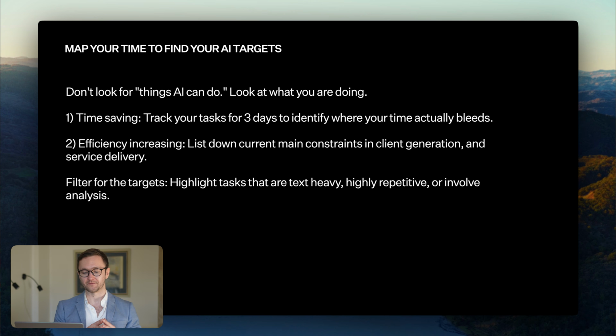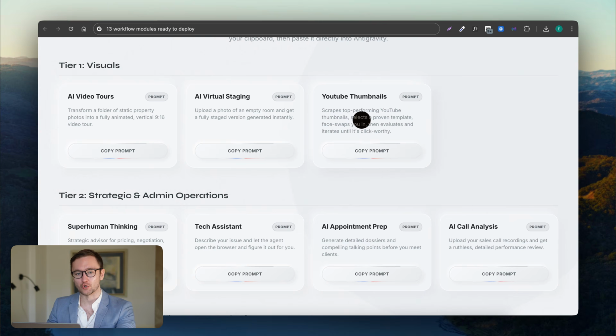From there, we're going to go ahead and filter for the target. So we're going to highlight the tasks that are heavy in terms of text, that are heavy in terms of repetition, so something you have to do day in and day out, or any tasks that also involve analysis or thinking work. Things like social media content where you have to do research, analysis, or idea creation. Or alternatively, obviously, if there's any analysis needed on the sales side, if you're doing lead generation or prospecting, you can also use it for that as well. So that's the lens you want to be looking at leveraging AI from.